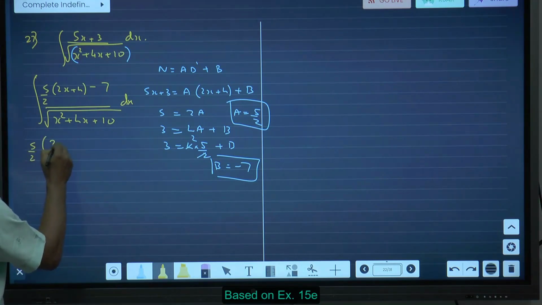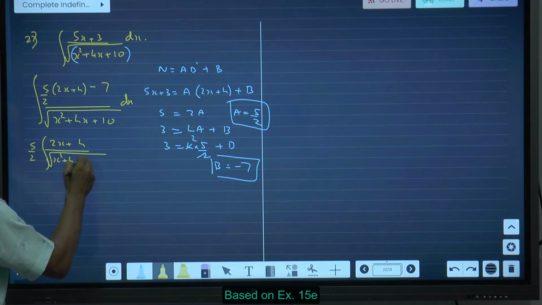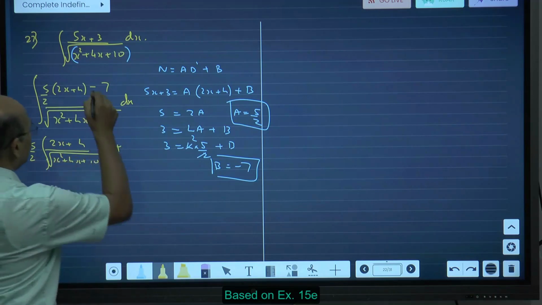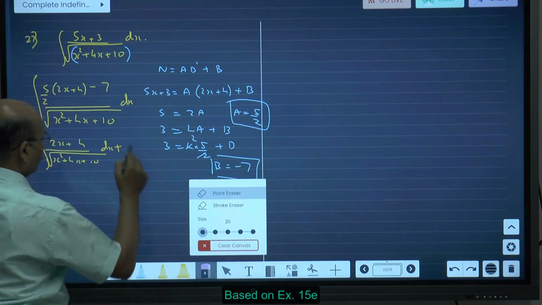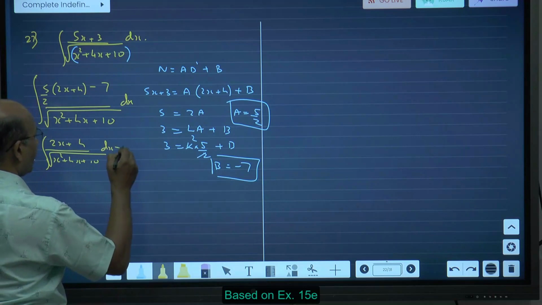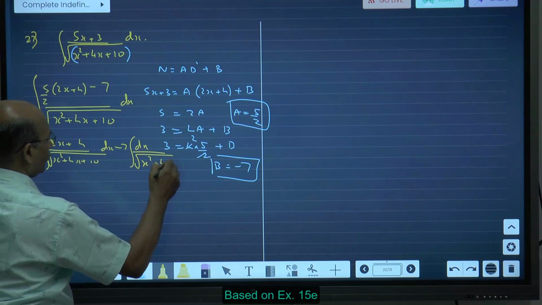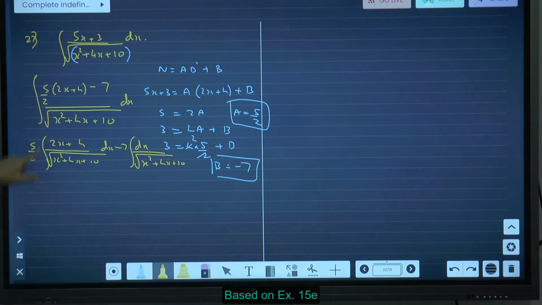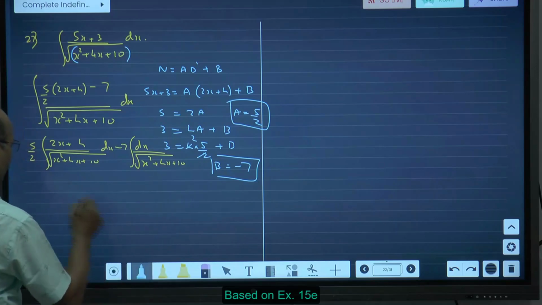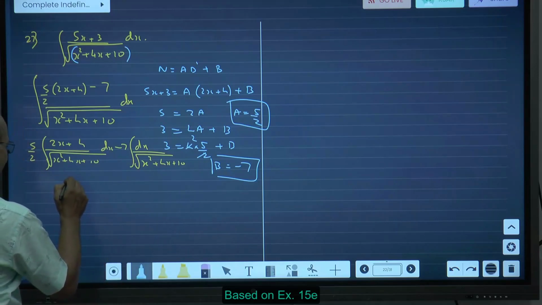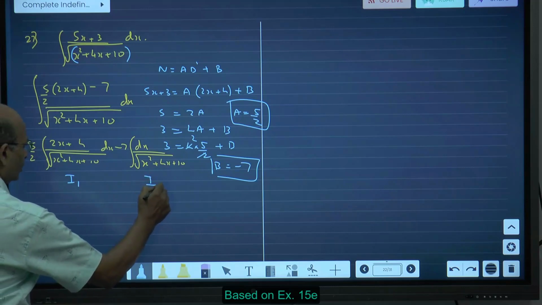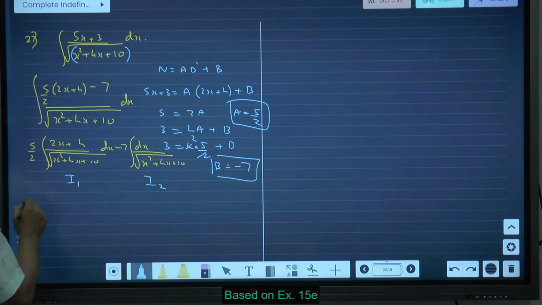5 upon 2, integral 2x plus 4 upon square root of x square plus 4x plus 10 dx, plus minus 7 integral dx upon square root of x square plus 4x plus 10. Now quickly children, there is no problem, the derivative function is there. So here many ways you can deal with this question. You can put this as I1 and this as I2, just to solve it separately so that you don't get messed up. So let us talk about I1 now.